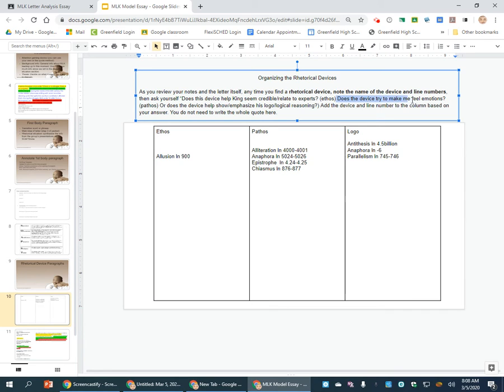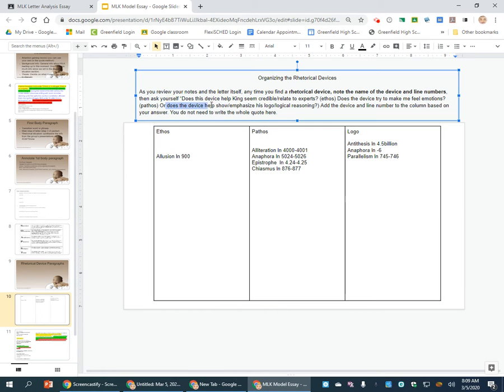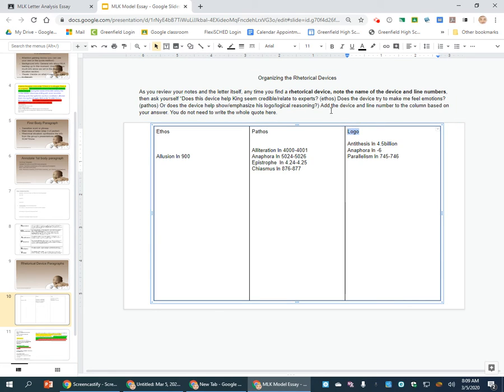Does the device try to make you feel emotions? Is it appealing to some emotion in you? If so, list that device under pathos. Or does the device help show or emphasize his logic or his logical reasoning? Does he use it to make his point make more sense? If it does, then you're going to place it under logos.